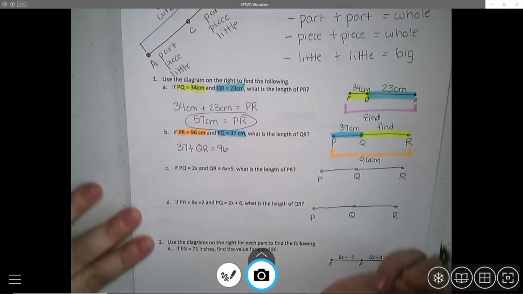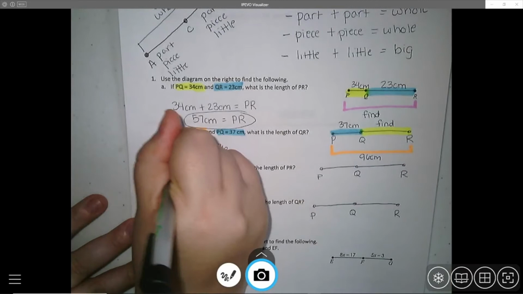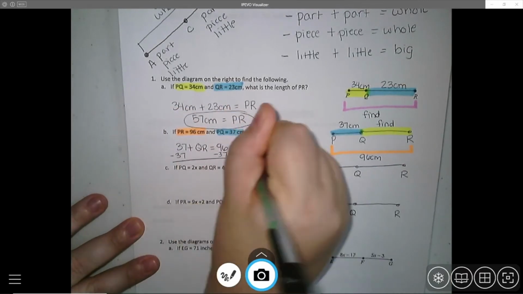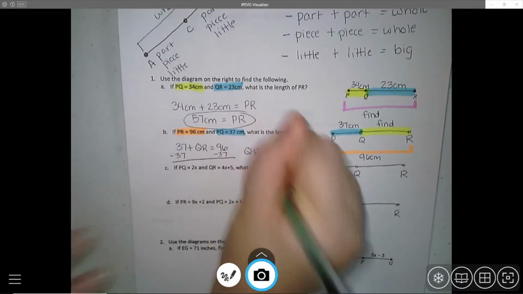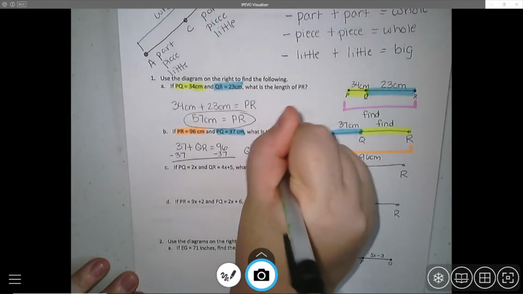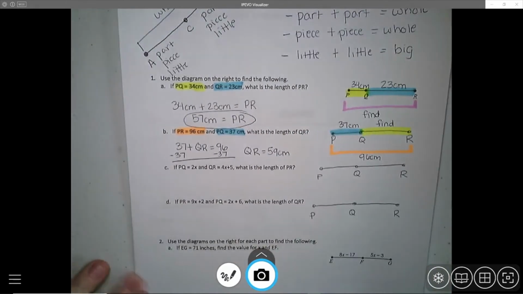Getting QR by itself. Subtract 37 on both sides. This gives me QR equals 96 minus 37 is 59. And then I'll put the units after it. QR is 59 centimeters.